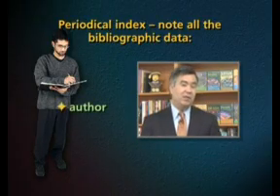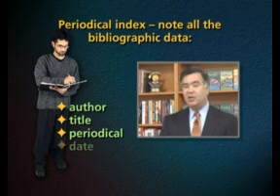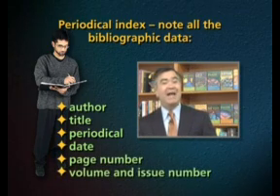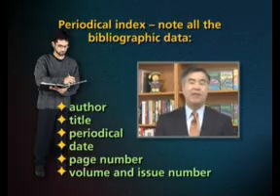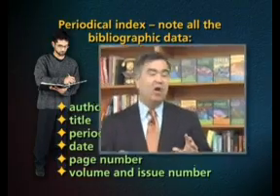That would include the name of the author, the title of the article, the periodical in which it appeared, the date, the page number, and, if relevant, the volume and issue number. Not every periodical uses these, but most do. Having all this information written down at the beginning of your search will make it easy to track down the specific article so you can read it, evaluate it, and decide how relevant it is to your research project.